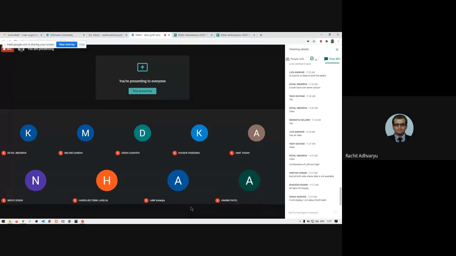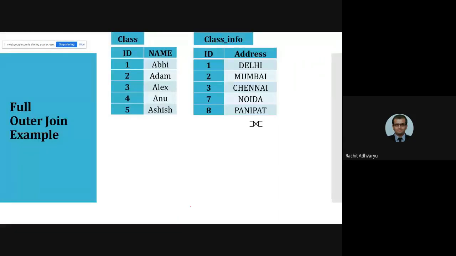Yes, exactly. Combination of left and right. Null at both the sides where data is not available. Exactly, Parthiv. All data will display, and it will display 1, 2, 3 data of both tables. Okay, so I've got few answers. So let's see what is full outer join then. I will take 2 more minutes and we'll complete this topic.